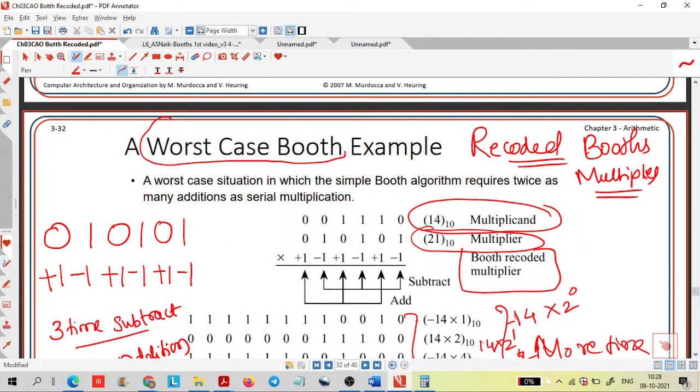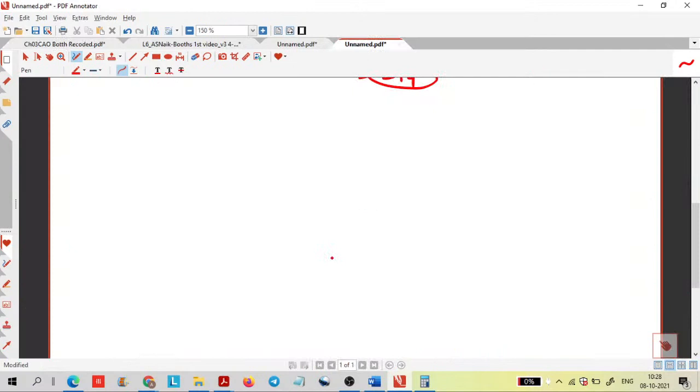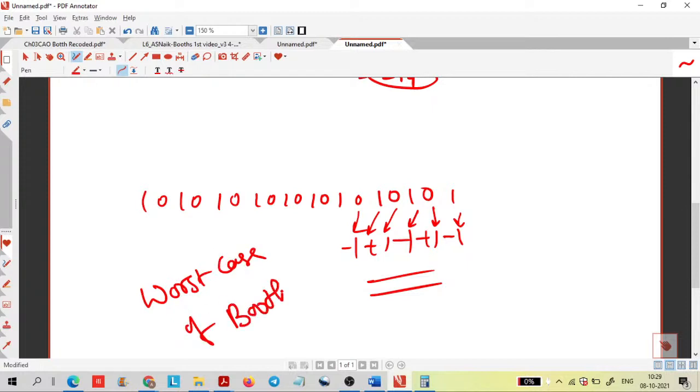See here, the value 21 is very small, the digit is very small. If you get a large number, then here -1, then +1, -1, +1, -1, like that. So here it will take more time. So that's why it is called the worst case of the Booth recoded multiplier.